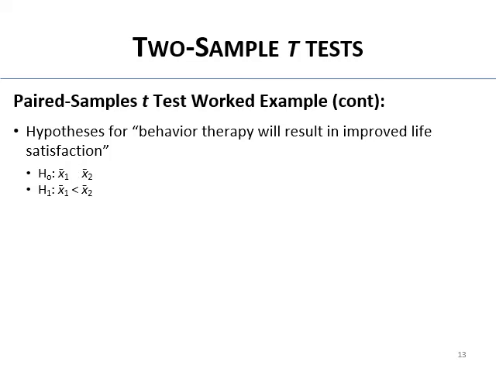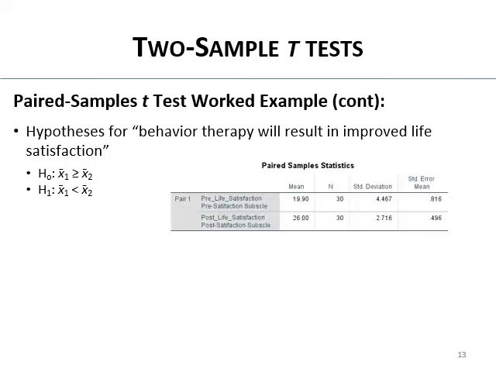Where are we wrong? Well, we're wrong if there's no change, right? They're equal, and we're wrong if they were happier beforehand, greater than or equal to. That would be where we're wrong. So we got to disprove both of those things in order to support our alternative hypothesis.